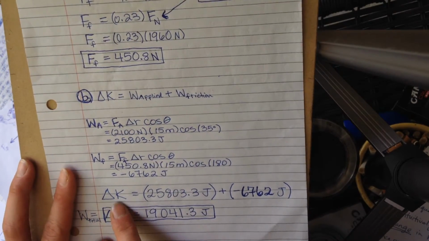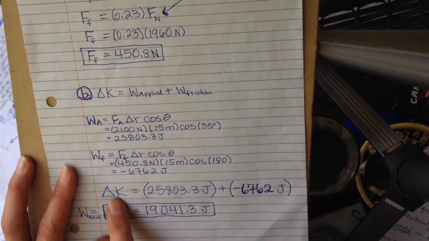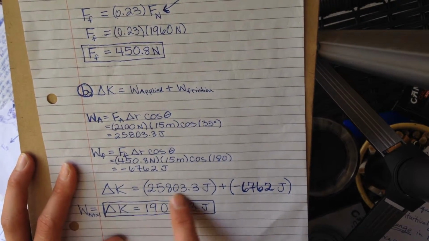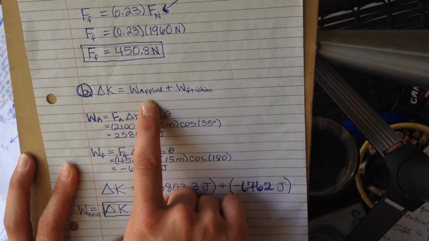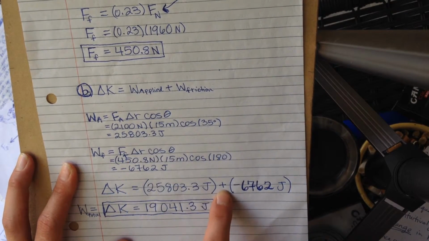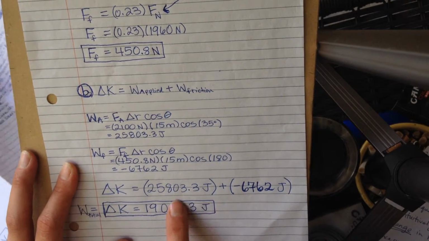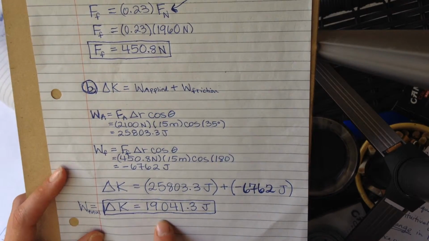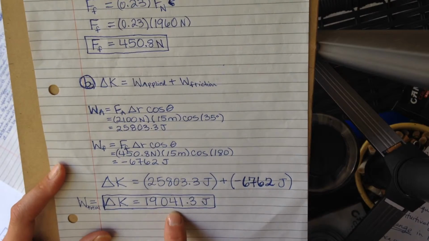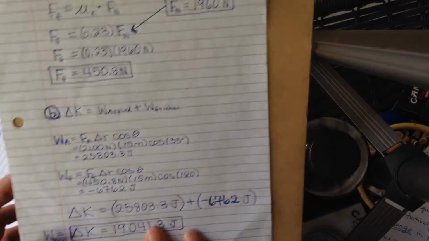And so we know from our equation before that our kinetic energy change is going to be our applied work plus our work done by friction, and it comes out to be 19,041.3 joules.